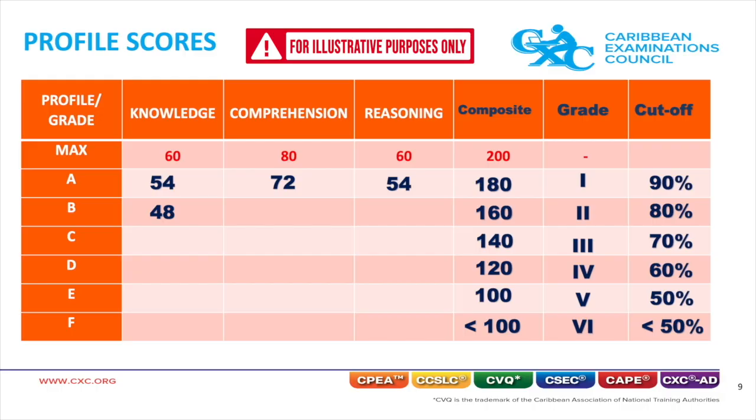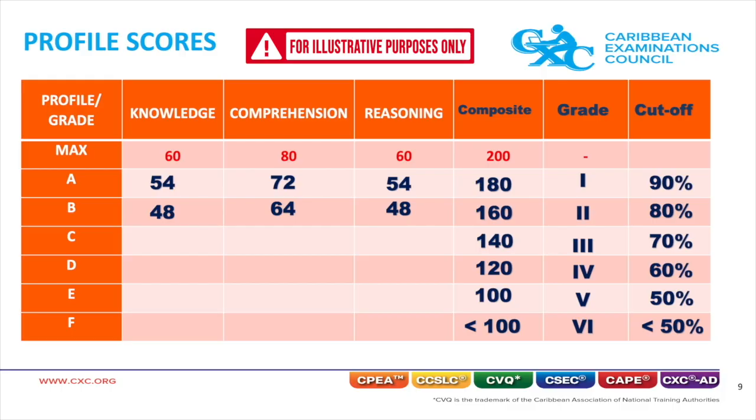In the case of the comprehension profile, grade B has a minimum of 80% of 80, which is the cutoff associated with grade 2 times the profile max, giving us 64 marks. In the case of the reasoning profile, grade B has a minimum of 80% of 60, the cutoff associated with grade 2 times the profile max, giving us 48 marks.